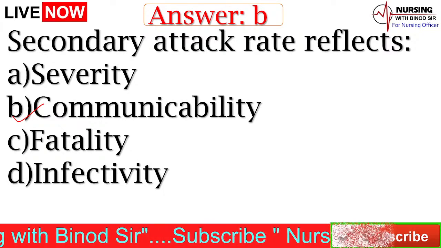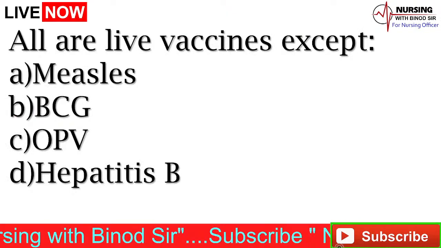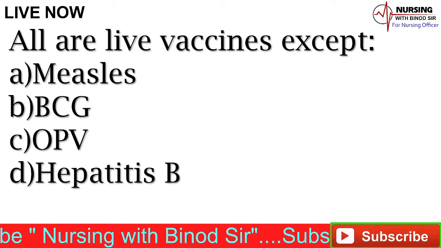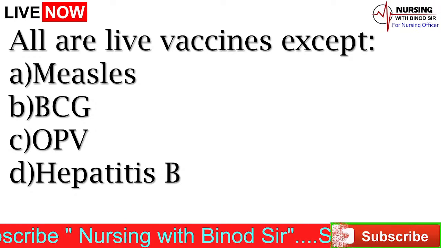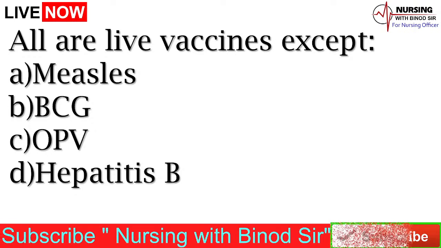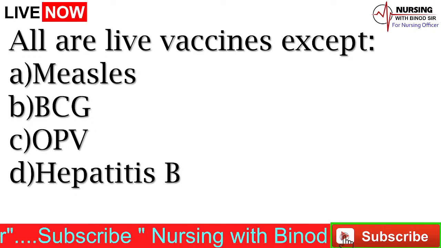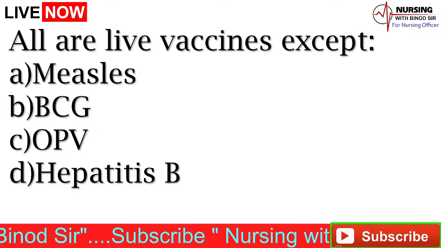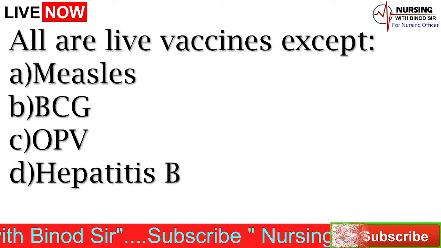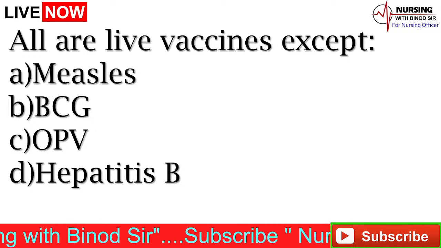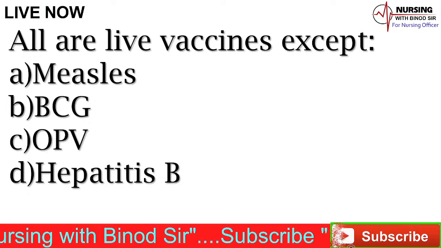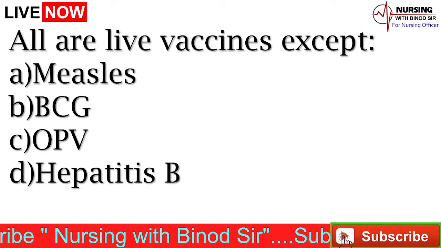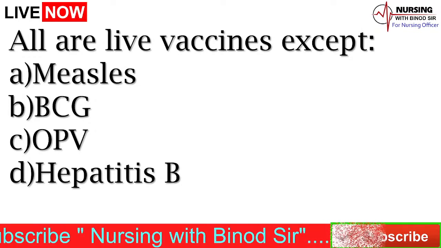Now we'll come back to the next question. All are live vaccines except live attenuated vaccine. Option A, measles and BCG. Another, the oral polio vaccine. Option D, hepatitis B. Put your right answer in the chat box. Which vaccines are known as live attenuated vaccine?